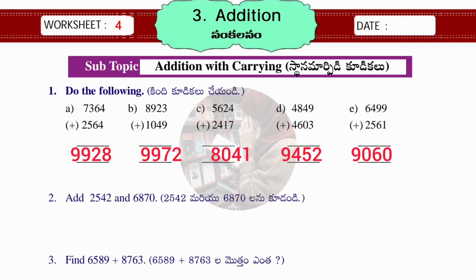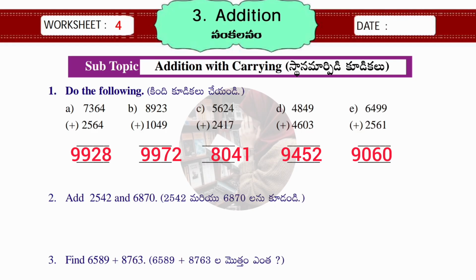Let's see. 5624 plus 2417, you will get the answer as 8041. Fourth question: 4849 plus 4603, you will get the answer as 9452. Understood? Next, fifth question: 6499 plus 2561. So you will see the answer as 9060. Understood, guys?